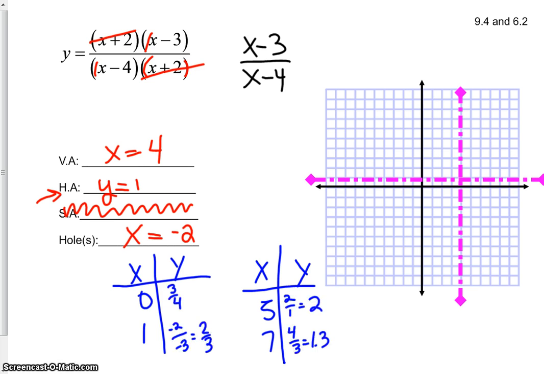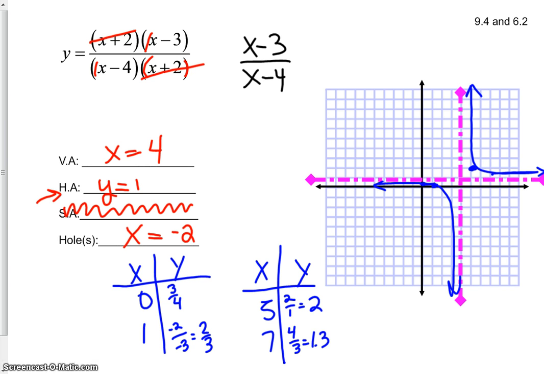So now we have some different values. At 0, we found we were at 3/4, so we're right here. At 1, we're at 2/3, a little bit lower. So we can guess our curve is going like this. At 5, 1, 2, 3, 4, 5, I was at 2, so I was here. At 7, I'm at 1.3. So again, we can see it. These curves are paired with each other and act the same way.